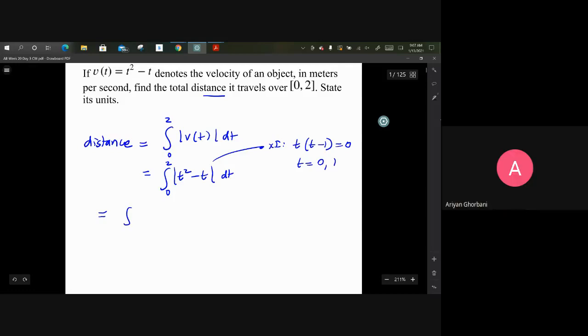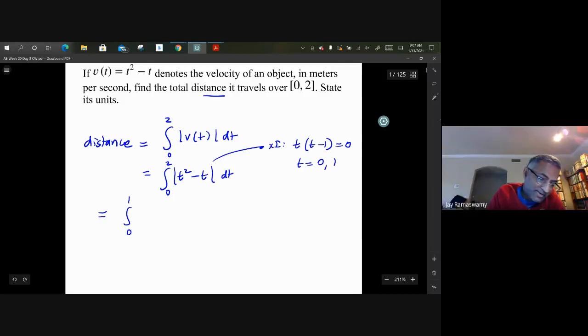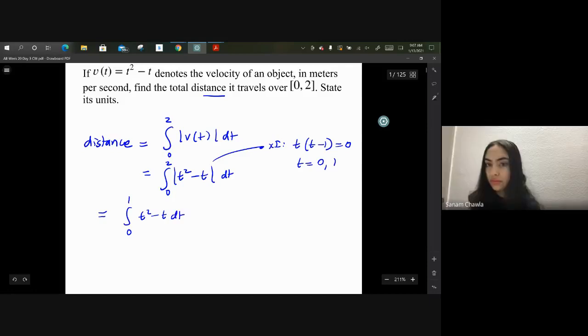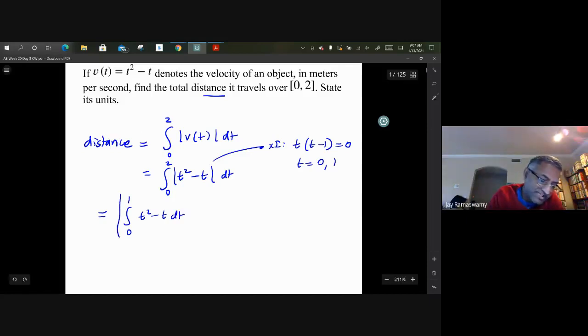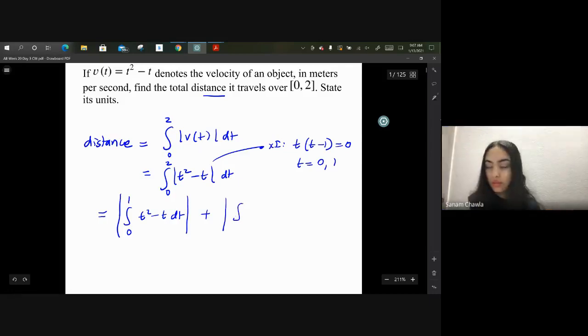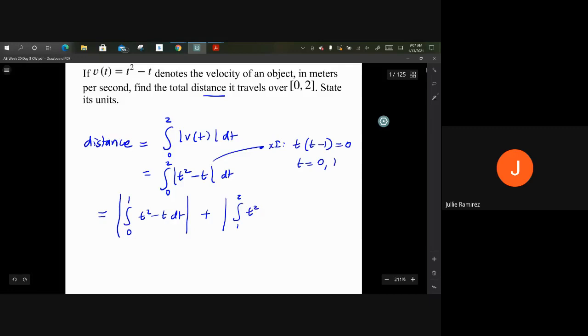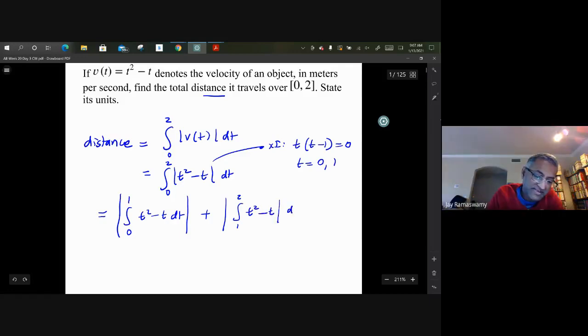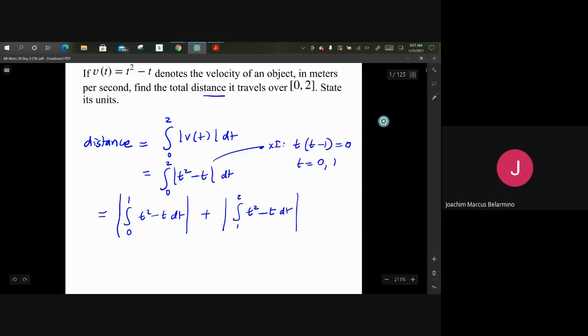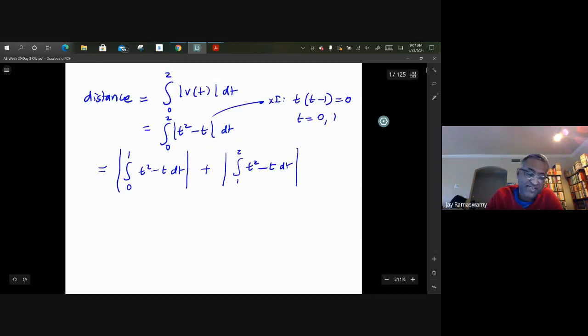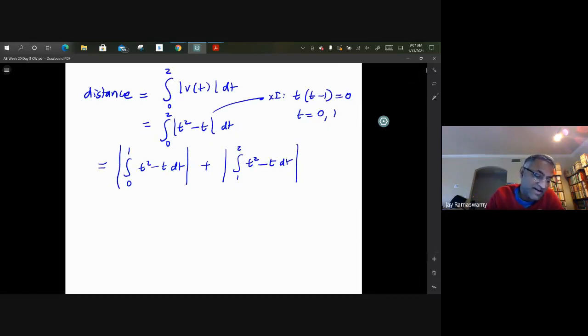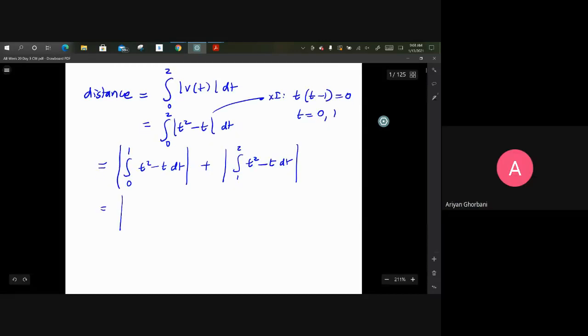So should we break up the integral? Yes. So it's the integral from 0 to 1 of the absolute value of t squared minus t, because I don't know if this is positive or negative, plus the integral from 1 to 2 of the absolute value of t squared minus t dt. Sorry, dt inside. Is that clear? Yes. And then I'll just do the first one for practice purposes.